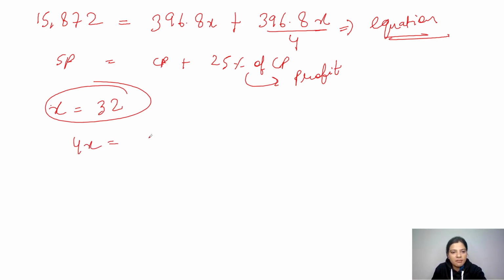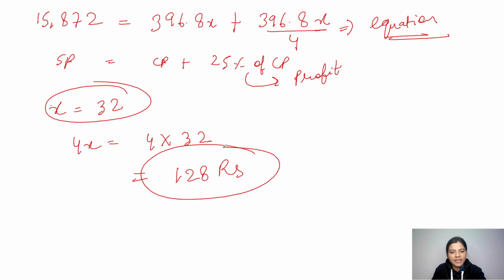So 4x will be 4 into 32. That is nothing but 128 rupees. So 128 is the answer. That is the price at which the wholesaler purchased 1 kg mangoes.